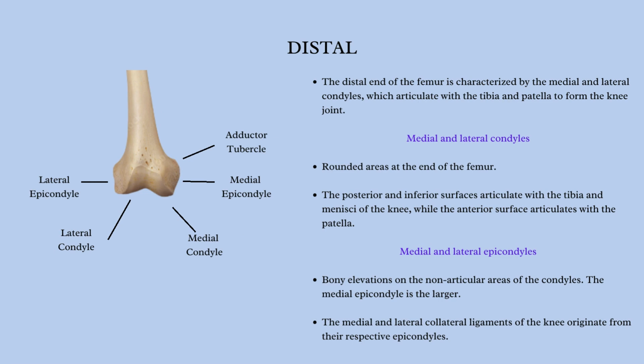The distal end of the femur is characterized by the medial and lateral condyles, which articulate with the tibia and patella to form the knee joint. The medial and the lateral condyles are rounded areas at the end of the femur. The posterior and inferior surfaces articulate with the tibia and the menisci of the knee, while the anterior surface articulates with the patella. Medial and lateral epicondyles are bony elevations on the non-articular areas of the condyles. The medial epicondyle is larger. The medial and lateral collateral ligaments of the knee originate from the respective epicondyles.